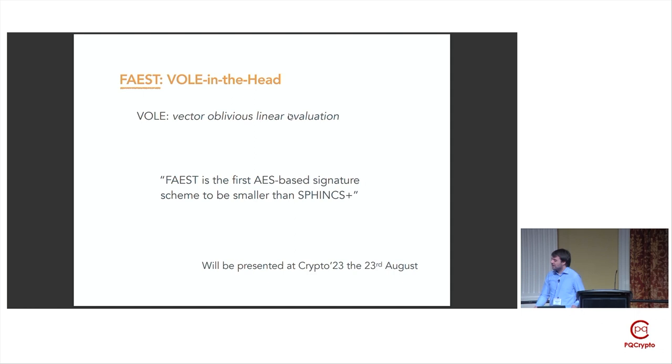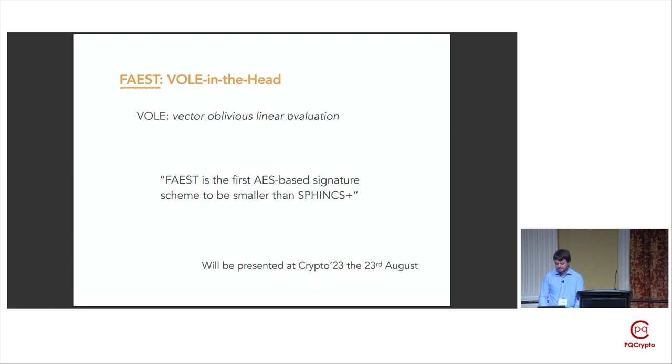So in the submissions, there is no MPCNZ-based signature applied to the AES ciphertext. There was a lot of work: there were Banquet, Barbecue, etc. But in the new call of the NIST, there is no submission about it, but there is FIST, which is a kind of follow-up work of all the MPCNZ approaches applied to AES. And in fact, it is the first AES-based signature which is smaller than SPHINCS. And it will be presented at Crypto next week.